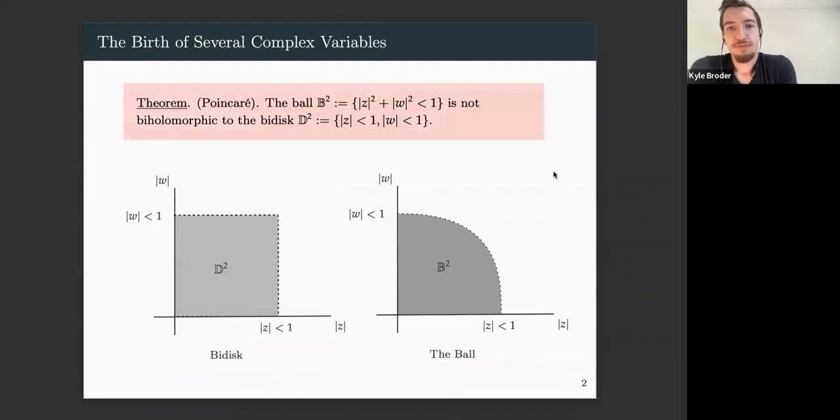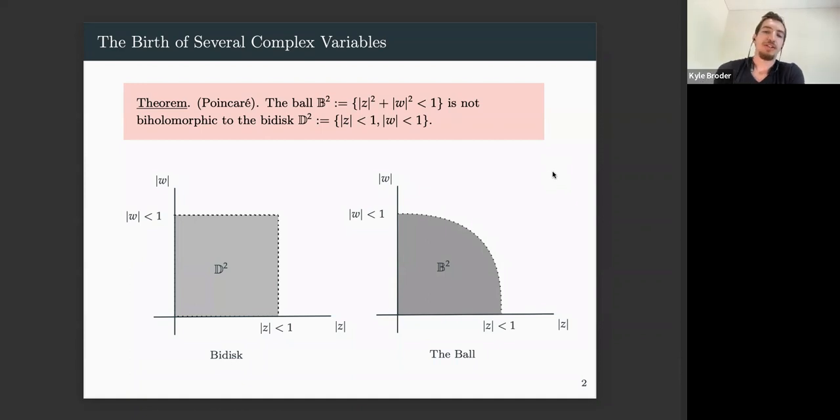Now, the subject of several complex variables, although it begins a little earlier than this theorem, is really kicked off with this observation of Poincaré in 1907 that states that the unit ball in C2 is not biholomorphic to the bidisk, the product of the unit disks in each complex plane. So note that both of these are simply connected bounded domains in C2, but are not biholomorphic, so there's no hope of this naive extension of the Riemann mapping theorem in higher dimensions.